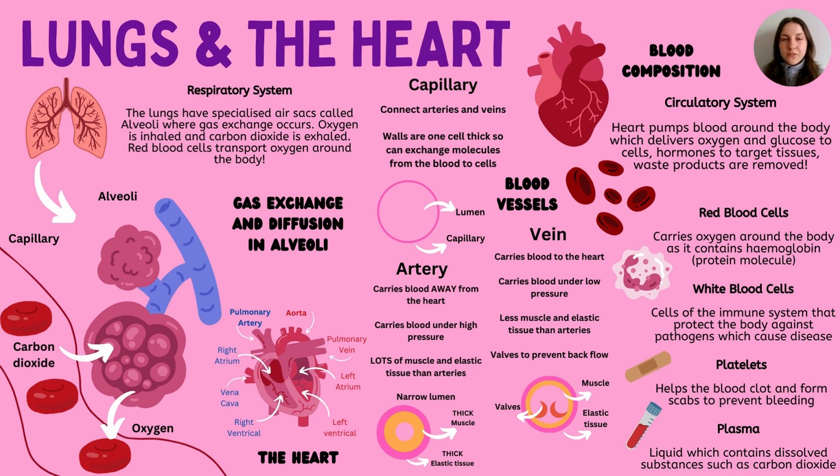Blood is made up of 4 different components. First of all, the red blood cells, which carry oxygen around the body by the protein hemoglobin. White blood cells are part of the immune system to protect us against pathogens. Platelets help to form scabs and help the blood clot to prevent us bleeding. And plasma is a liquid which contains dissolved substances such as carbon dioxide, urea, and glucose.